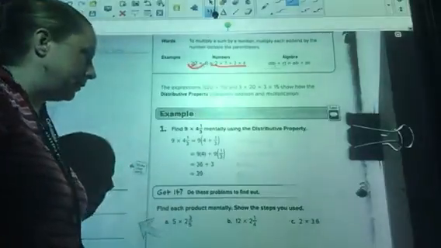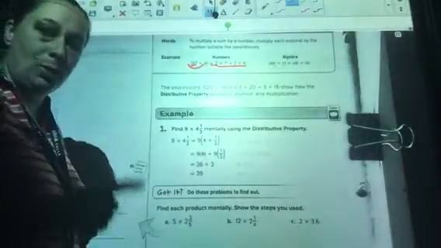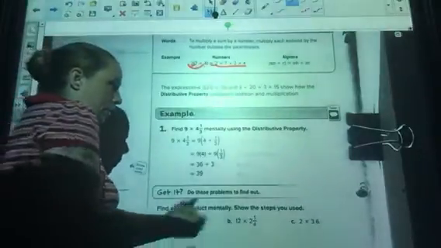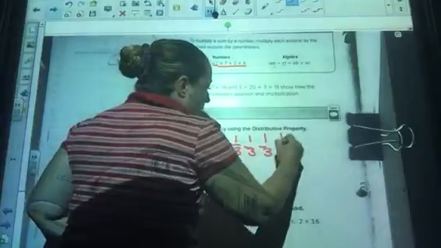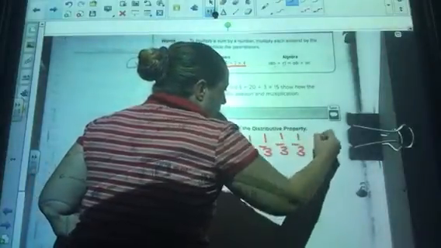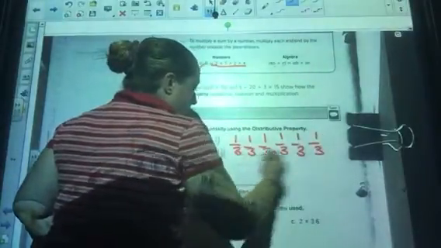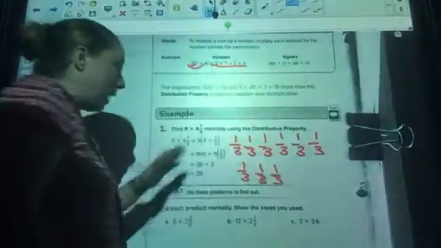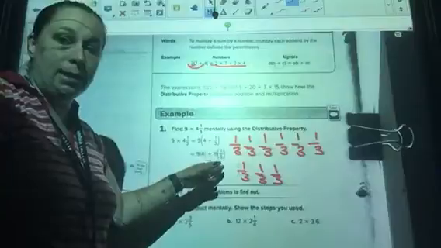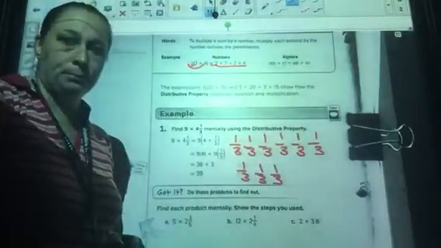Well, let's think about it. 9 times 1/3 means that you have 9 sets of 1/3. So 1/3, 1/3, 1/3, 1/3, 1/3, 1/3, 1, 2, 3, 4, 1/3. I know this takes a while. All right. So 9 times 1/3 simply means you have 9 sets of 1/3, right?